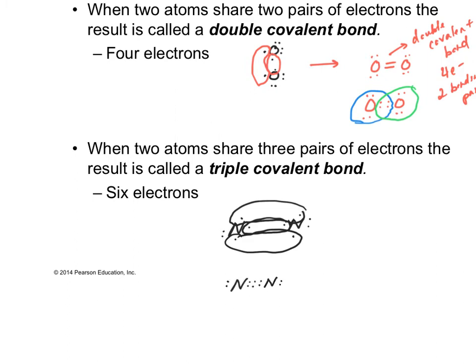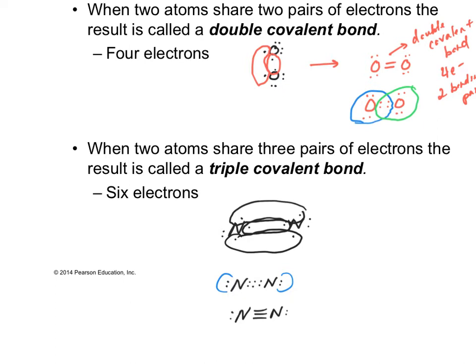How many lone pairs does each nitrogen have? Just 1 lone pair of electrons. How many electrons does each nitrogen share with one another? 6 total electrons. So a better way to draw this would be a nitrogen, 3 lines, and 1 lone pair on each one. So this is called a triple covalent bond.